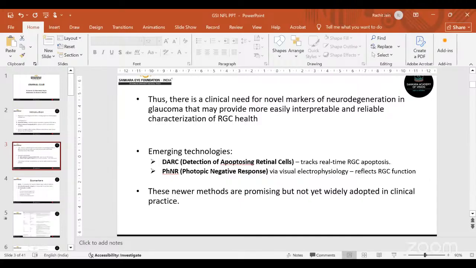Emerging technologies include detection of apoptosing retinal cells, which tracks real-time RGC apoptosis, and photopic negative response via electrophysiology, which reflects RGC function. These are new, promising techniques but are not widely adopted in clinical practice.